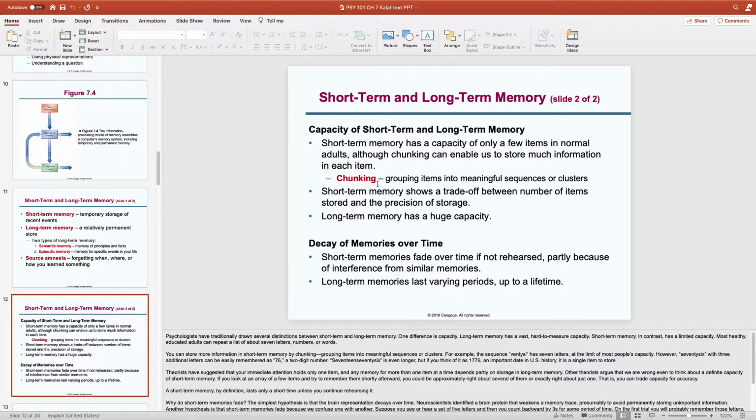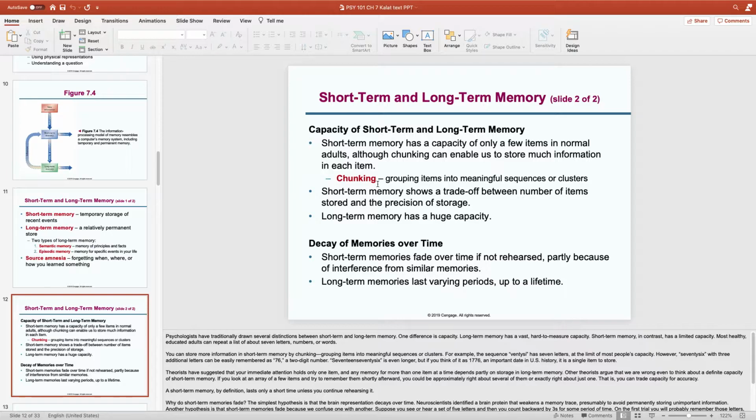Okay. Long-term memory actually has a huge capacity. A lot of times people like to say infinite, but again, there's ways that things get into long-term memory that we will be talking about in a little while, and that's going to impact how much is in there and how we actually get it or move it into long-term memory.